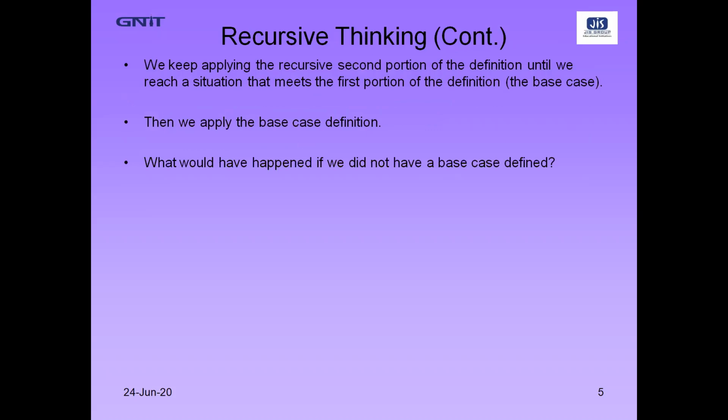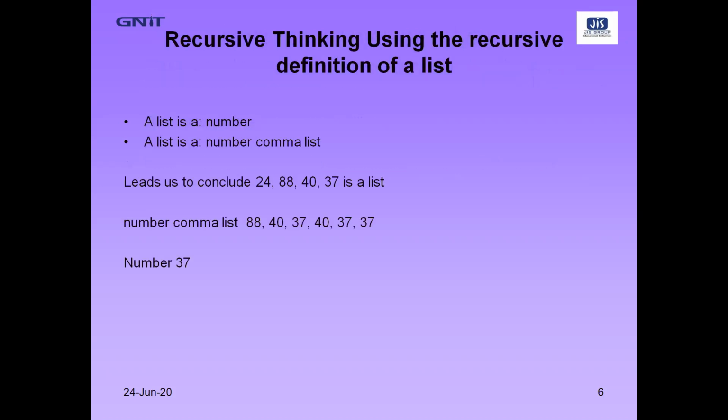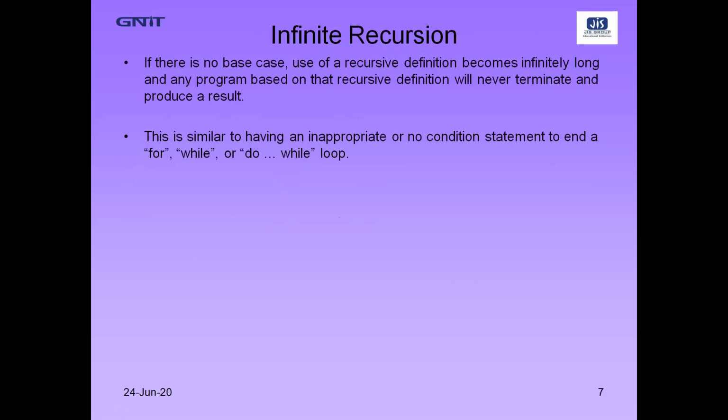Okay, now also we keep applying the recursive second portion of the definition until we reach a situation that matches the first portion of the definition. First portion means here the base case, and then we apply the base case definition, right? Now suppose let us take an example. So basically a list is a number, or a list is a number comma list. So this is number comma list, because 88, then comma 40, then comma 37. But if we consider only a single number, that is 37, this is also a list. Okay, this list is purely a number part.